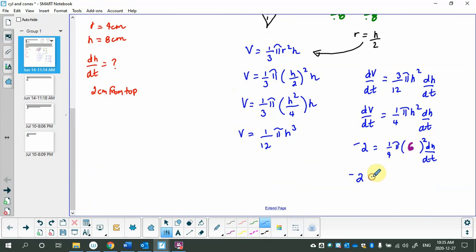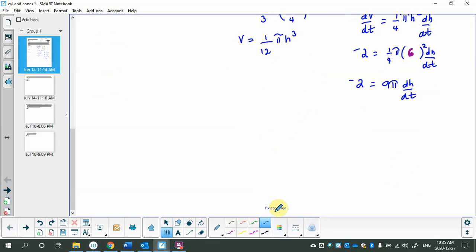So negative 2 equals 6 squared is 36, times 1 is 36, divided by 4 is 9, pi dh by dt. The object of the game is to get the dh by dt by itself, so divided by 9 pi, divided by 9 pi. This is where the slashy fraction people are going to have extra hand movements. I do not, because my pi is obviously in the denominator.